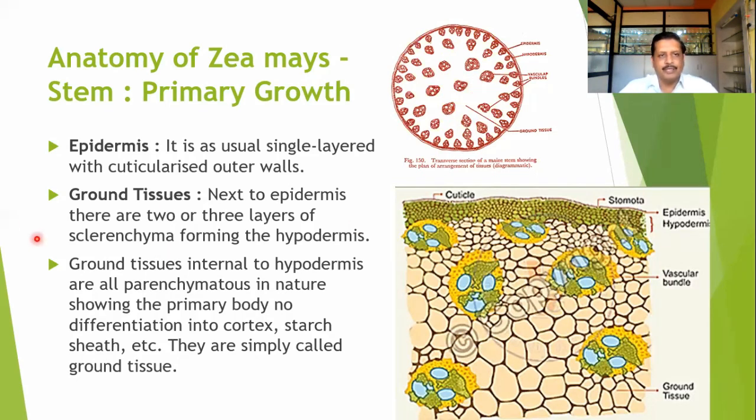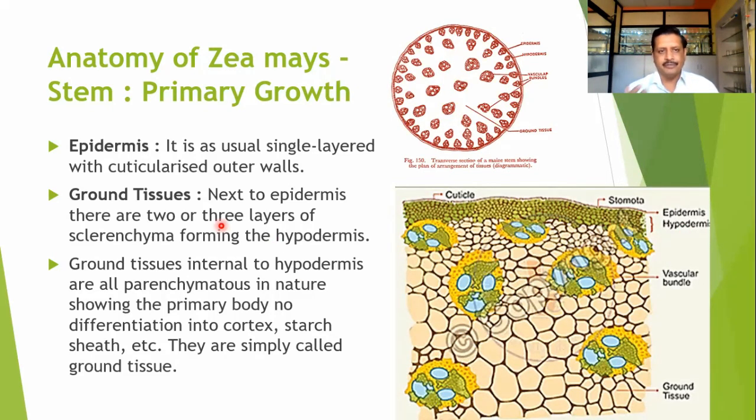Okay? So epidermis. Epidermis is as usual the outermost layer of the stem, usually a single-layer structure and mostly covered with a thick cuticle. So it is the cuticularized outer wall of the stem. Then we shift to the ground tissue. All the remaining tissue we can call the ground tissue, or this particular protective zone, maybe we call it the hypodermis, and it is next to the epidermis.